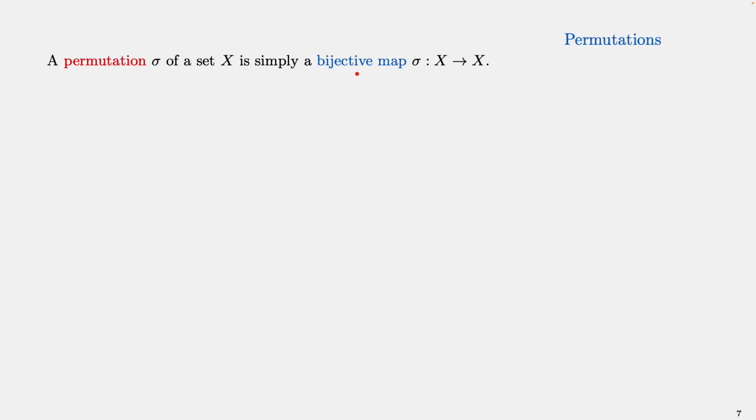Now recall from set theory that a bijective map is one where there's a unique correspondence between elements in the input set and every element in the output set. So we in particular have an inverse map that reverses this sigma. And here a permutation is the bijective map from one set to itself.